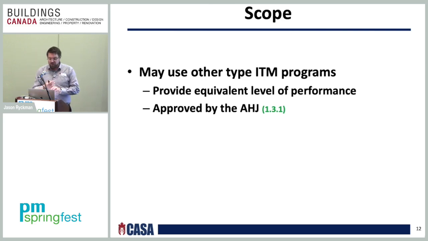Also, when you're using the NFPA 25 document, you can use a different type of ITM program. But if you do so, you have to provide an equivalent level of performance that has to be approved by the authority having jurisdiction, which is usually the fire service. So if you choose to go outside the box of NFPA 25, you can create your own ITM program, but it has to be an equivalent level of performance and approved by the authority having jurisdiction.